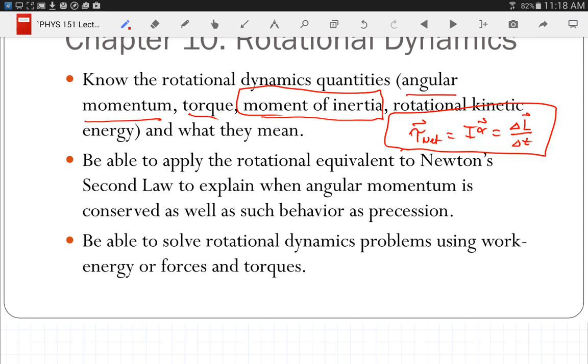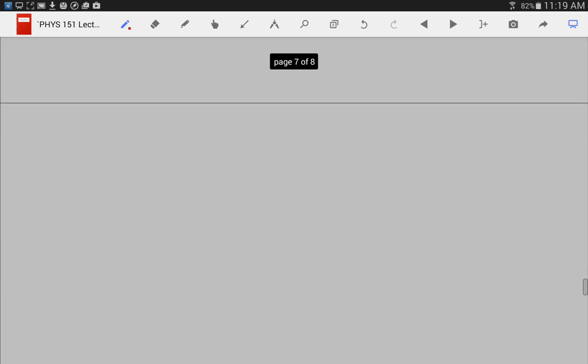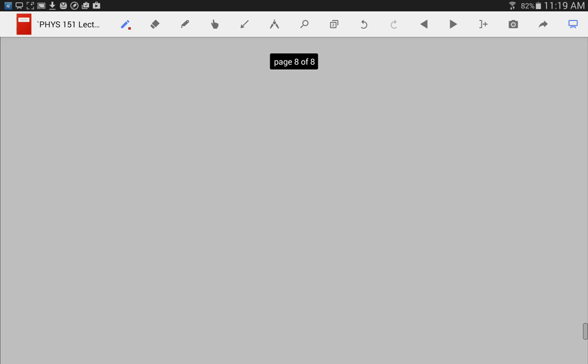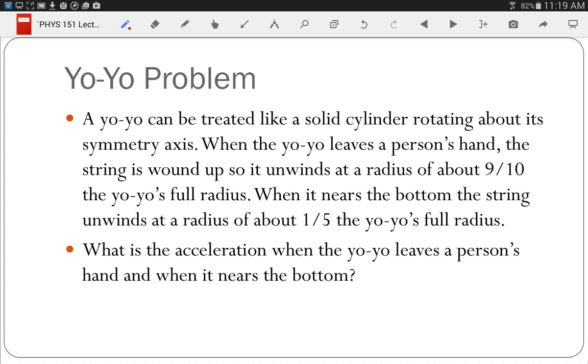And then be able to solve rotational dynamics problems using either the work energy method or forces and torques. Now, I don't have time to actually solve these problems, but the first of my 2 problems was one from the textbook. I actually had this queued up to solve over a week ago in class, but we ran out of time. And given that we only have 1 minute left, we run out of time again. The other problem, I think it's more instructional to at least look at.